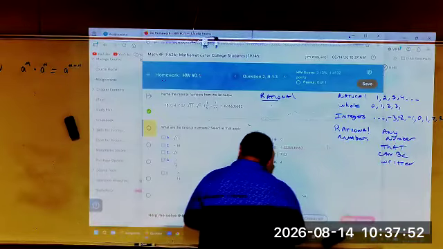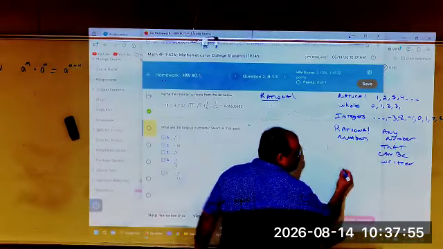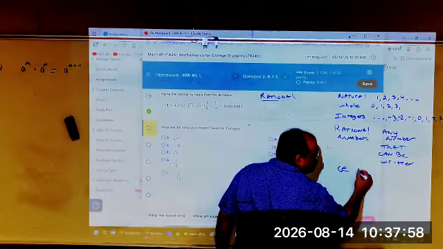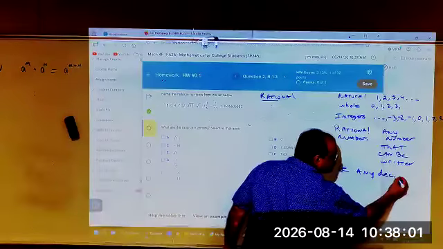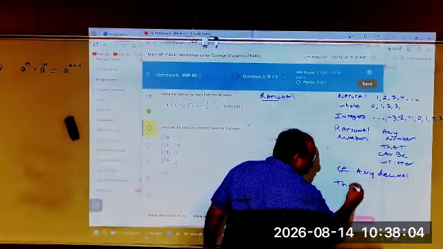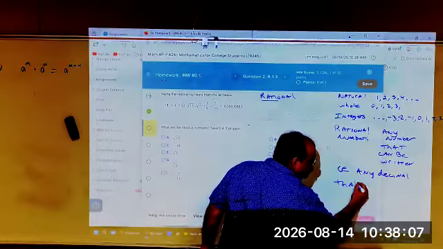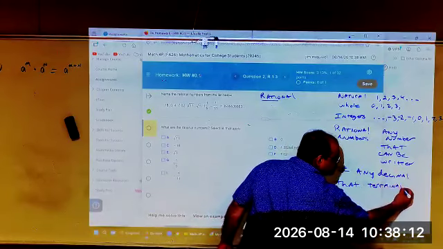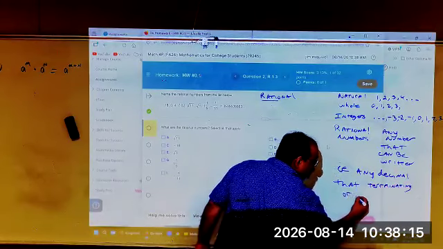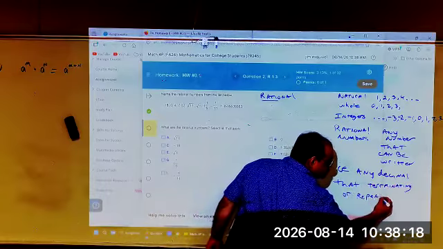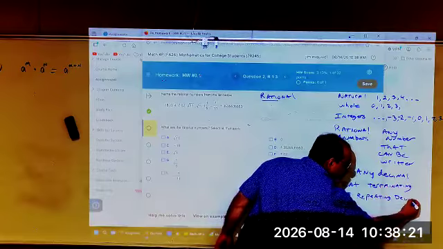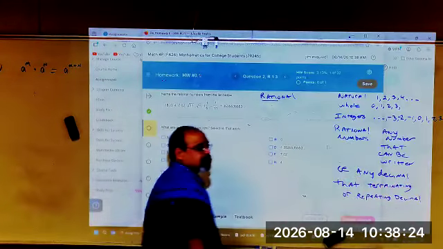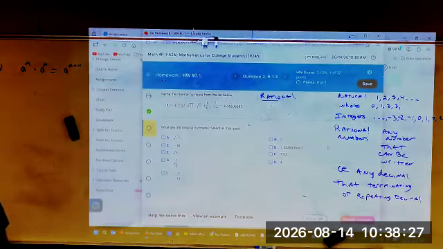In other words, any decimal that terminates or repeats. Any terminating or repeating decimal. What is a terminating decimal? What does that mean? It has an end. There's a last digit.